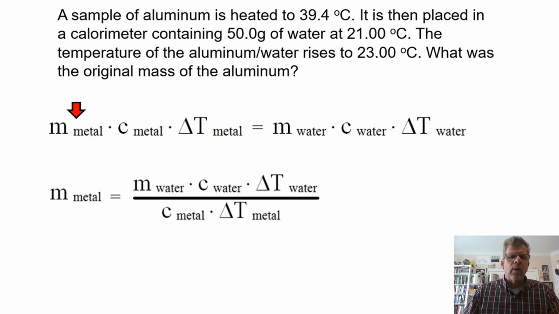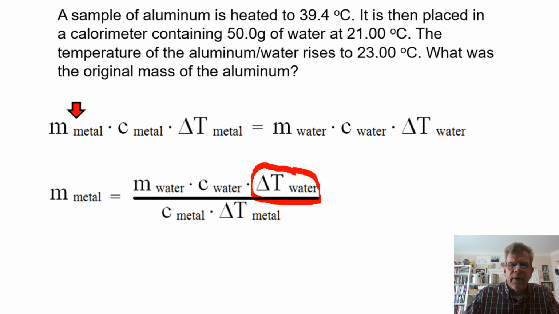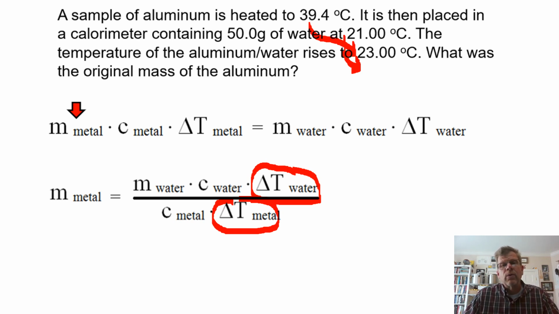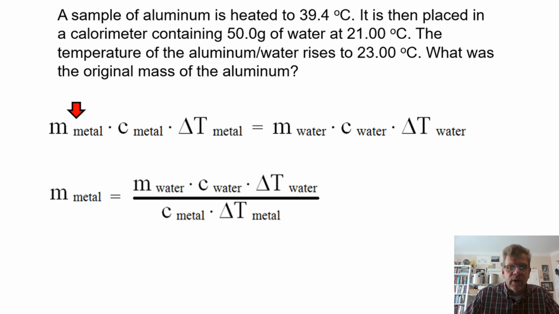Once we do this, we have a lot of other terms to plug in. I would like to point out that certain things are given, but certain things have to be calculated from the problem. For instance, the change in temperature of the water. Well, that goes from 21 degrees Celsius to 23 degrees Celsius. That's 2 degrees Celsius. Fair enough. The change in temperature of the metal goes from 39.4 degrees Celsius to 23 degrees Celsius. And again, we would do a subtraction to find those terms.